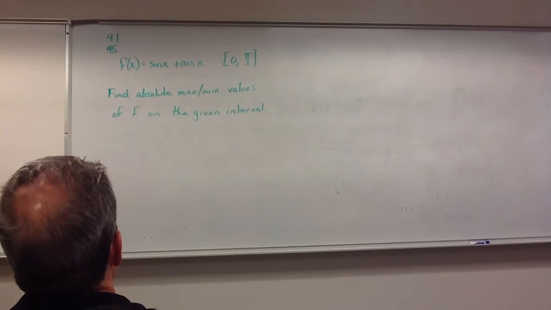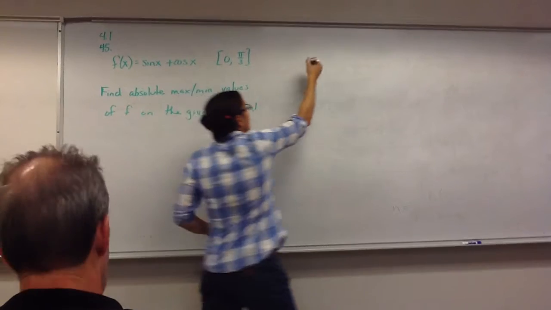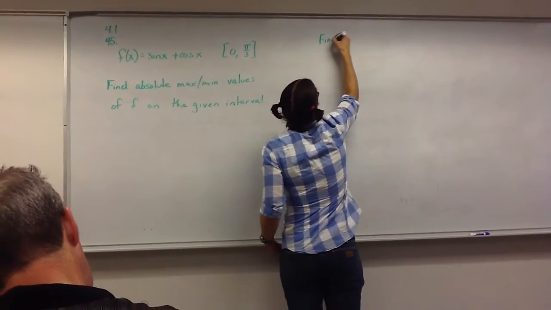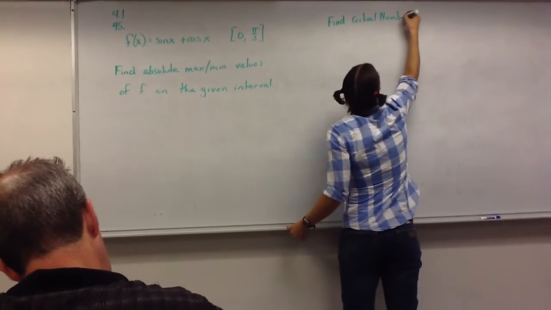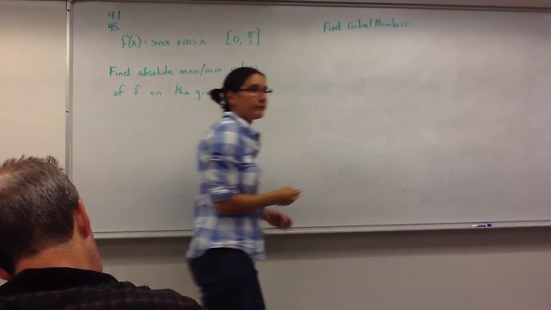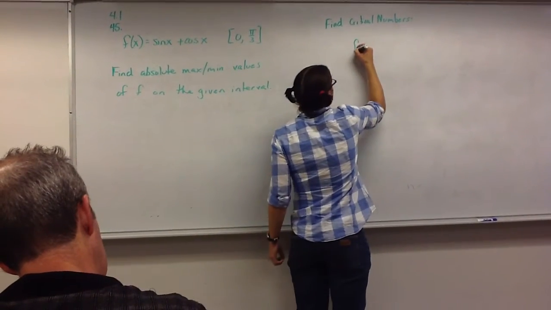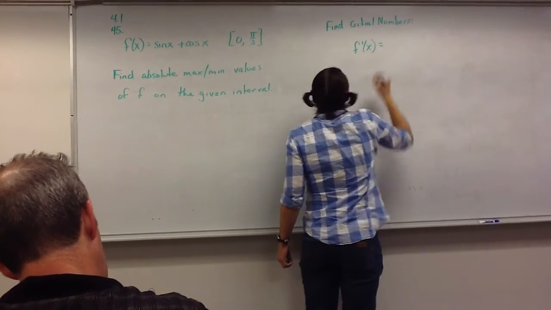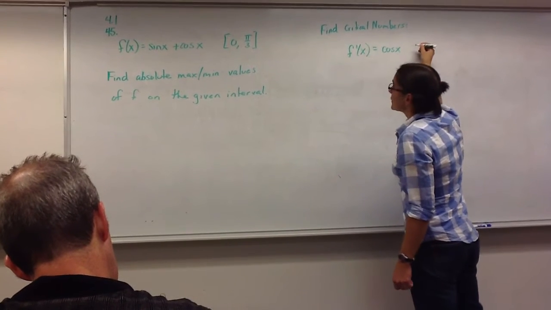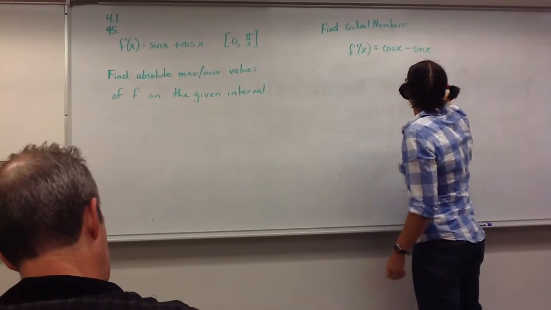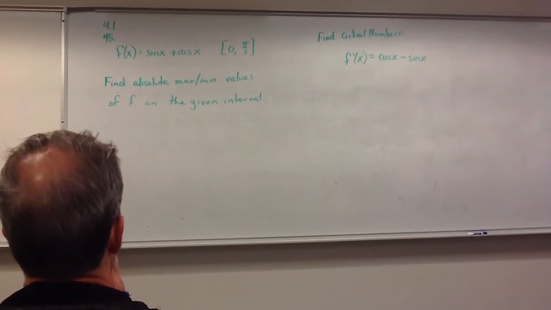Okay, so finding the absolute maximum and minimum values, those can occur at critical numbers. And so we've got to first find the critical numbers for our function. All right, so when we look for our critical numbers, we're looking for f prime of x. So our derivative of sine will be cosine, and derivative of cosine is negative sine. So we have f prime of x is equal to cosine of x minus sine x. Any questions so far?